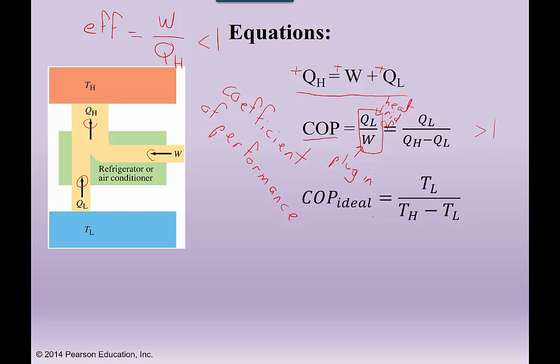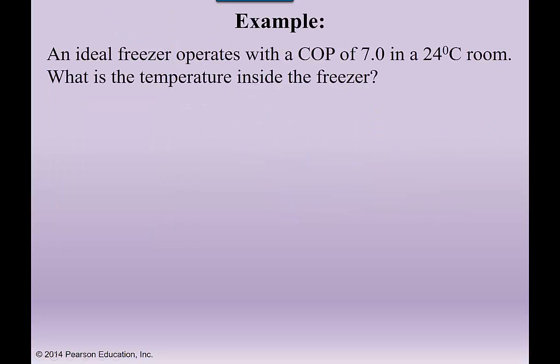Now our ideal COP is where our heat we get rid of over the work we put in is actually about our temperatures rather than the heat flow. So COP ideal is the temperature of the low reservoir over the difference between the temperatures in the two reservoirs. And again, that's the ideal, but we often can't ever get there. Let's look at an example here of what we would do with this information.